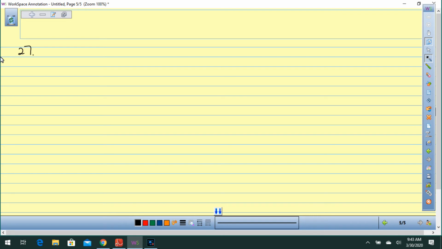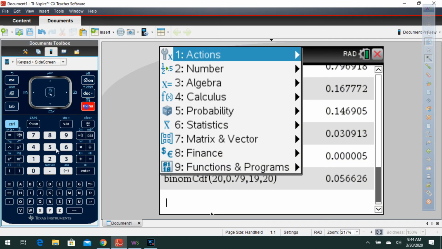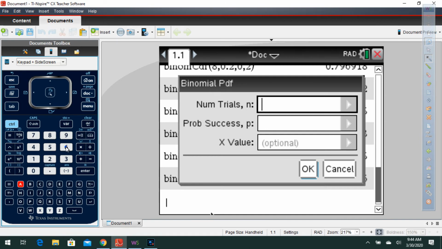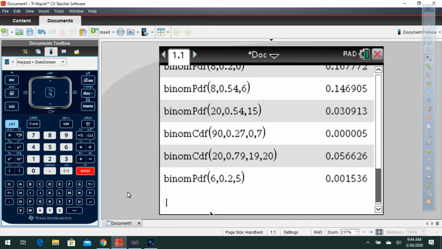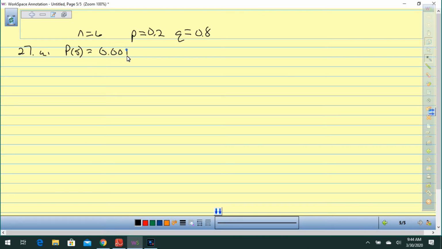Based on a Harris Interactive poll, 20% of adults believe in reincarnation. Assume that 6 adults are randomly selected. Find the indicated probability. So we got P equals 0.2. So that means Q equals 0.8. So N equals 6. 27A. What is the probability that exactly 5 of the selected adults believe? So the probability of 5. And that's going to be menu 6, 5A. We got 6. And 0.2 for P and 5. 0.00154.